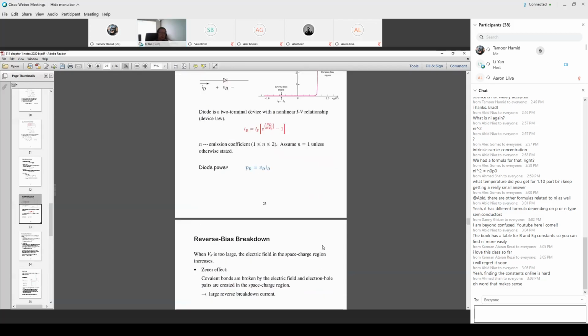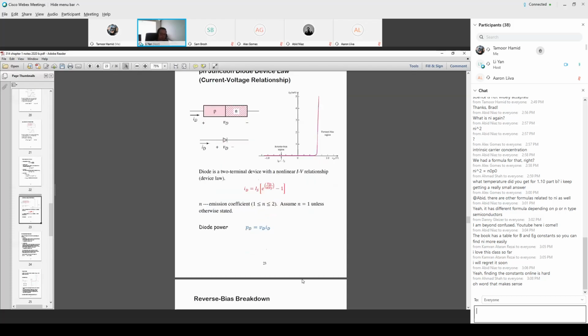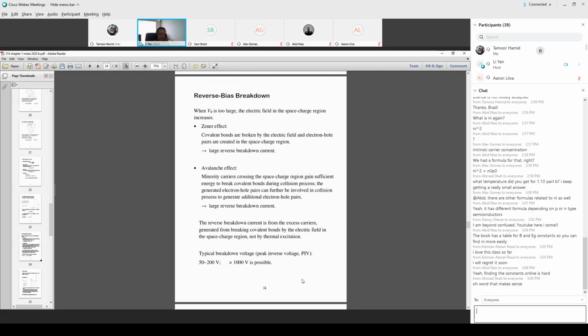So here we said forward bias, sufficient forward bias, zero bias, reverse bias, the device's current and voltage relationship is nonlinear, so completely new. But hopefully we all understand where this relationship is coming from. Next page, I'll discuss the phenomenon called reverse bias breakdown.